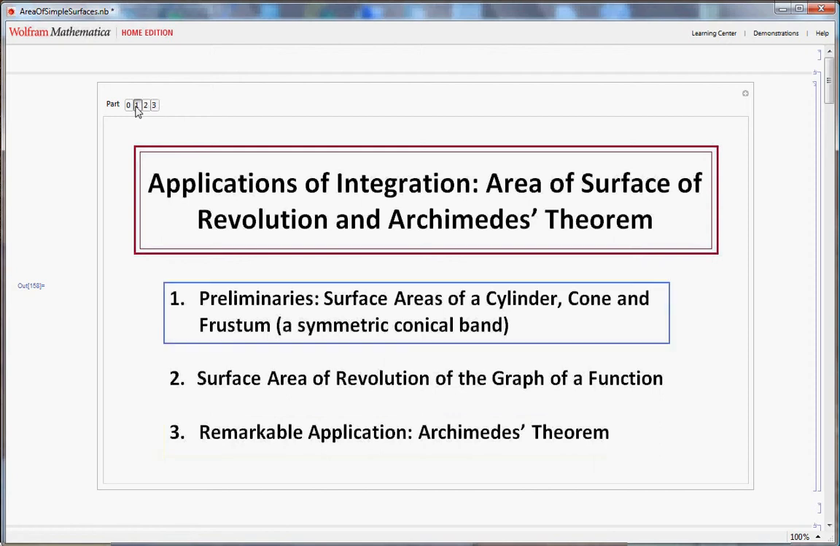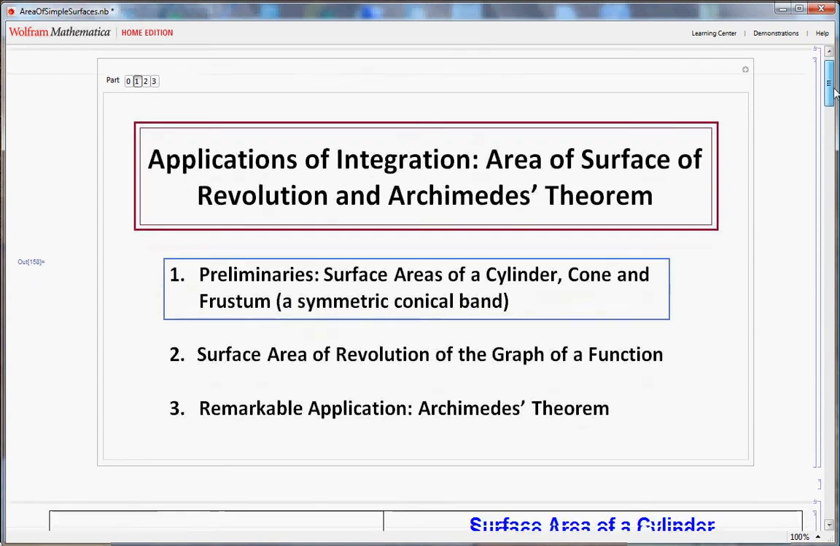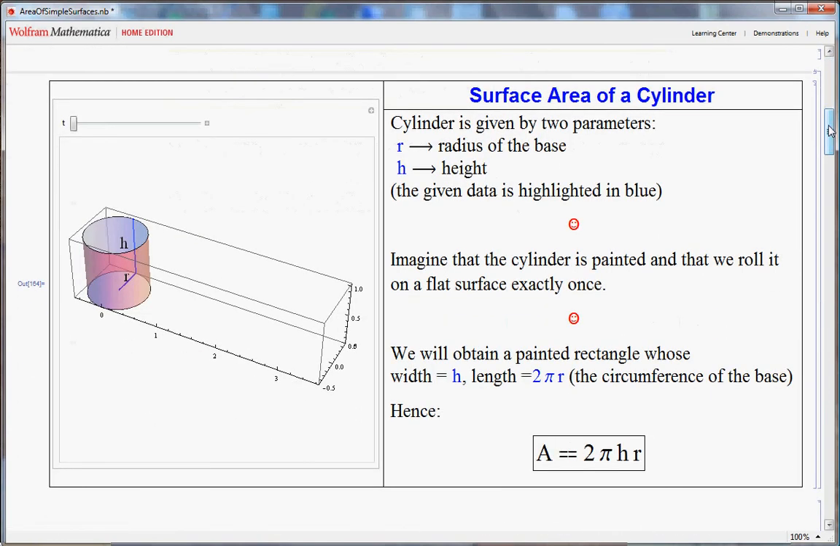So let's go to the first section and let's handle the case of a cylinder. So let's assume that we have a cylinder with radius r and height h. And I marked here the given parameters of the cylinder in blue color. So let's assume that this cylinder is painted with ideal paint which transfers completely and perfectly onto whatever surface it is rolled on.